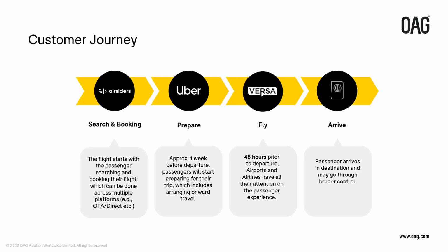And for the last stage, when the passenger arrives at the destination, they will need to have the passenger locator form filled out and may also have to go through border control, of course, depending on where they've originated from. So I think with these key journey points in mind, let's take a closer look at how a few of our customers are leveraging our APIs.